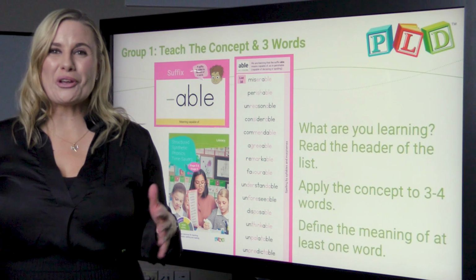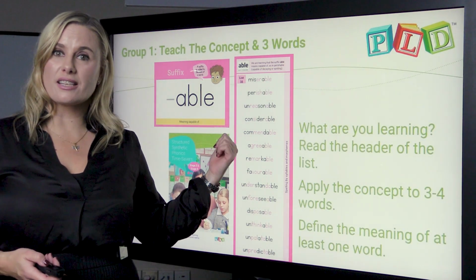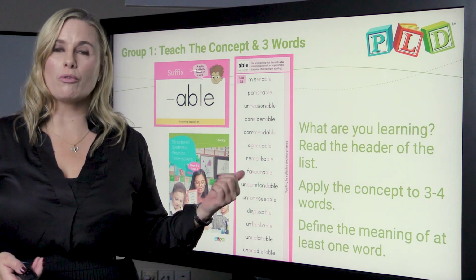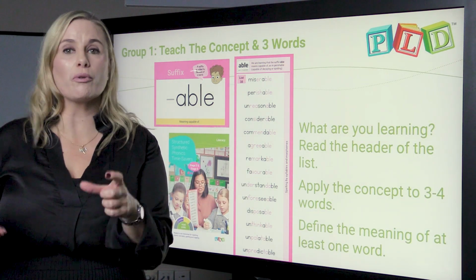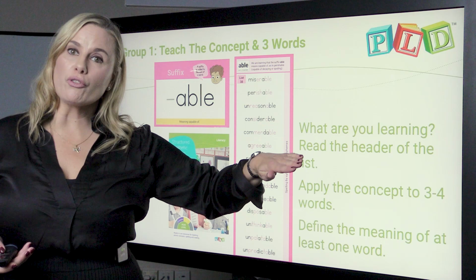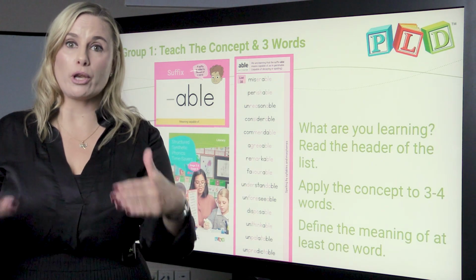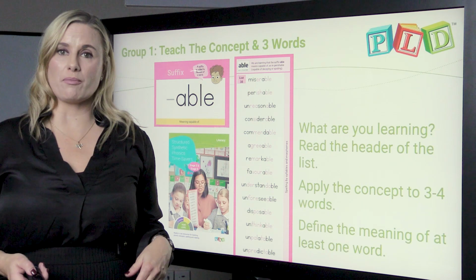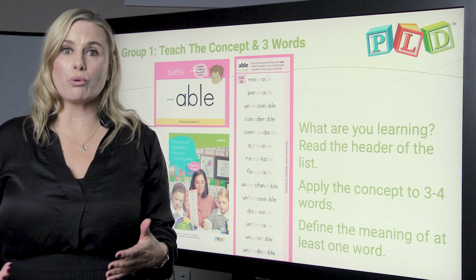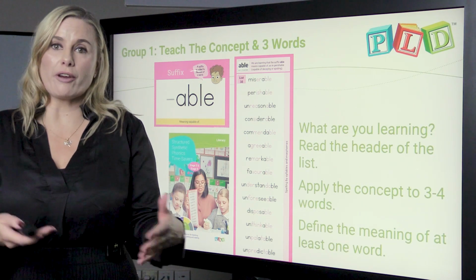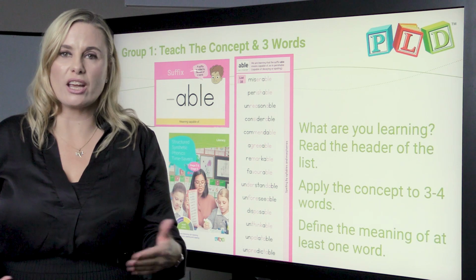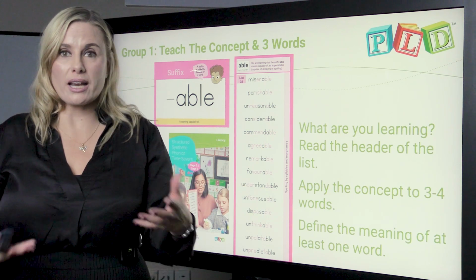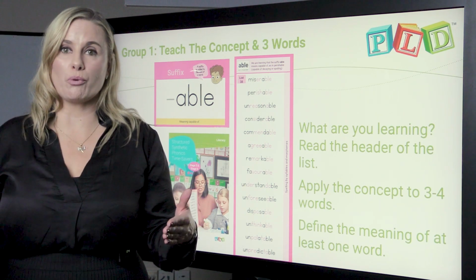Group 1, what are you learning this week? You are learning a suffix, the suffix able. Well, first of all, what's a suffix? Suffixes are a group of letters that we add to the end of the word and it changes the meaning or how we use it. What does able mean? It means capable of something. So if something is perishable, it means it's capable of perishing, like decaying or soiling. So for example, milk or eggs or meat, they are perishable.